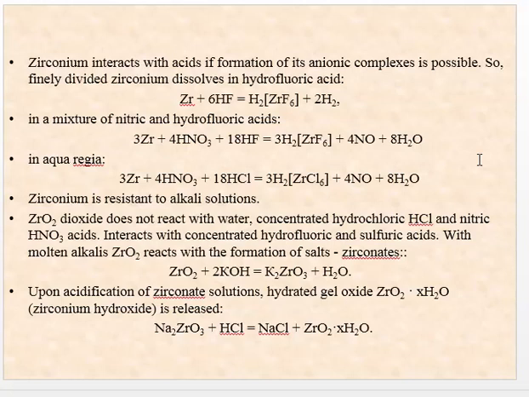It interacts with concentrated hydrofluoric and sulfuric acid, and with molten alkalis. Zirconium dioxide reacts with the formation of salts, zirconates. This is potassium zirconate. Upon acidification of zirconate solutions, hydrated gel oxide, zirconium hydroxide, is released.